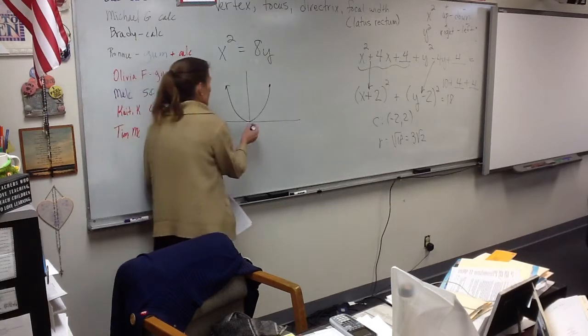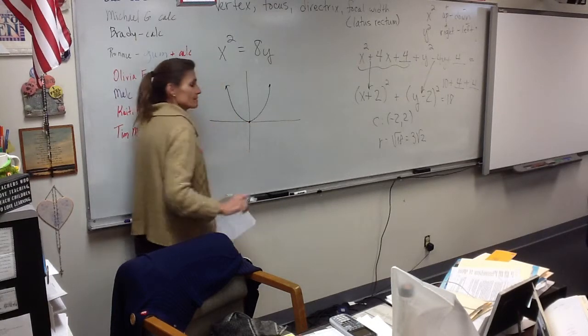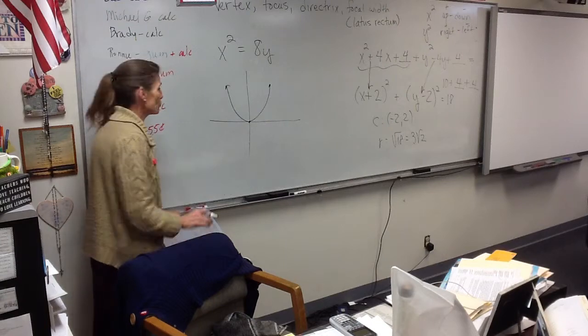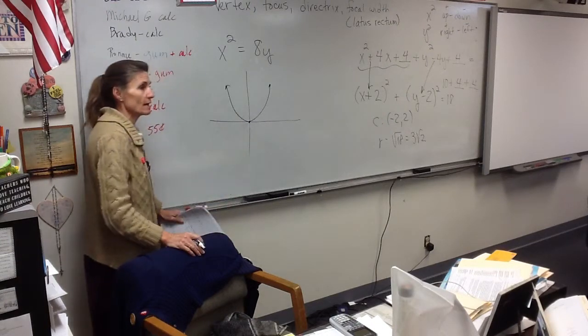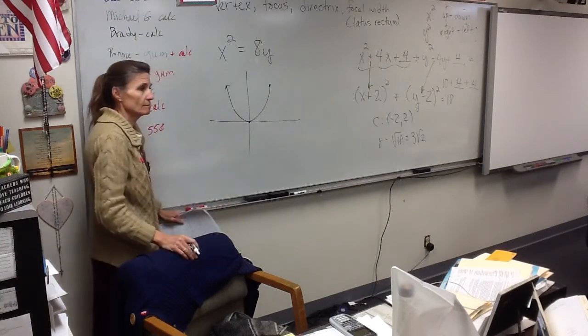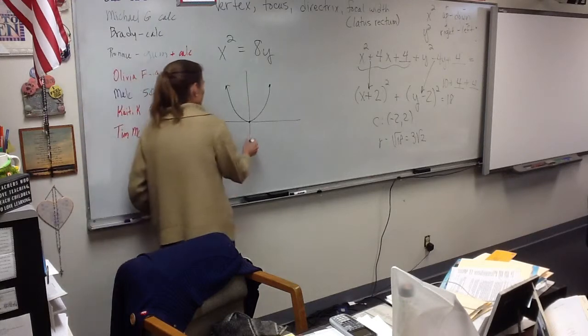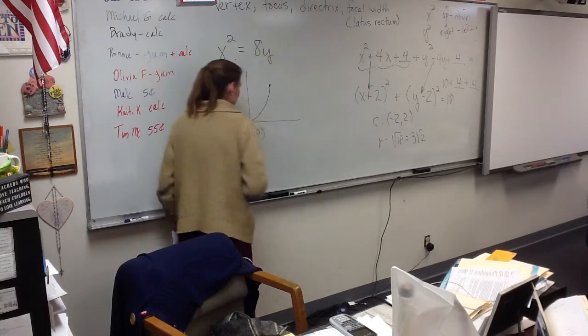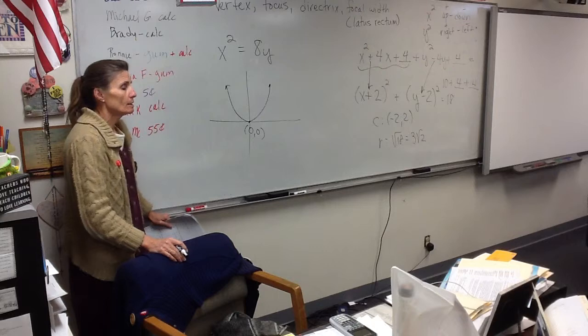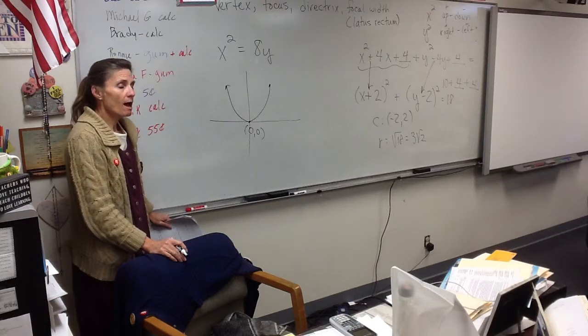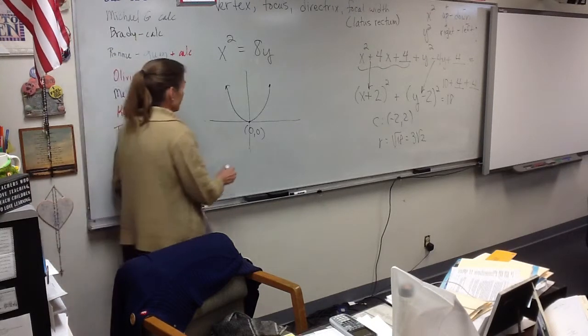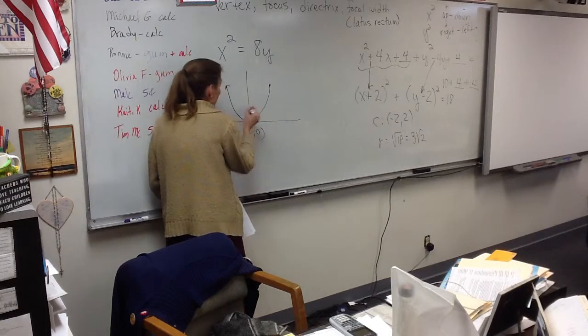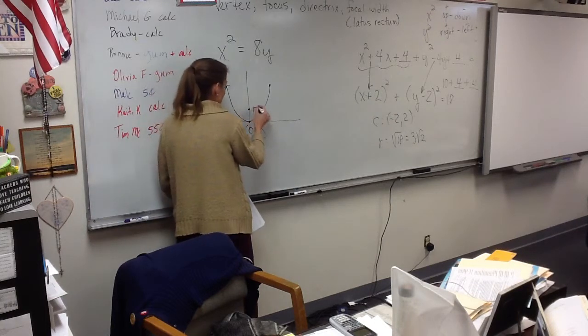Now, this point is called your vertex. Your job was to tell me where the vertex is. Well, where is the vertex? 0, 0. Inside the parabola is a point called the focus.